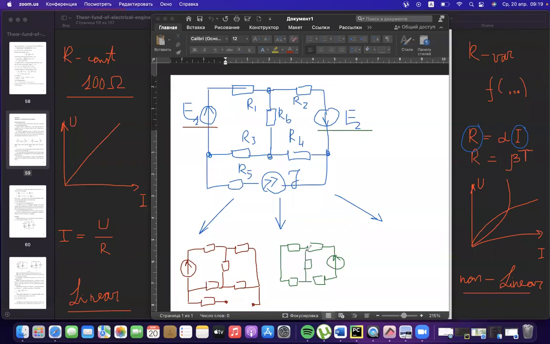Substituting the first source as a single wire and the current source as an open circle. And the last one, calculating the current source only, the only current source that is working in our circle. Here it is.